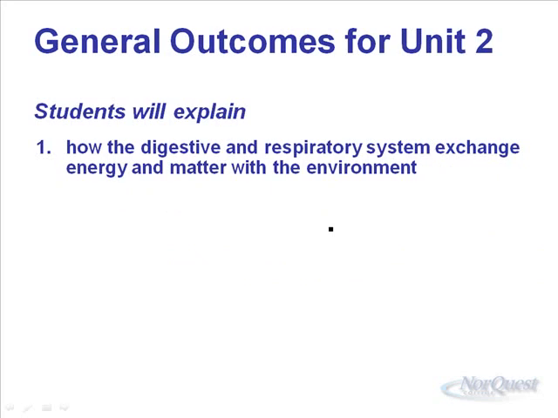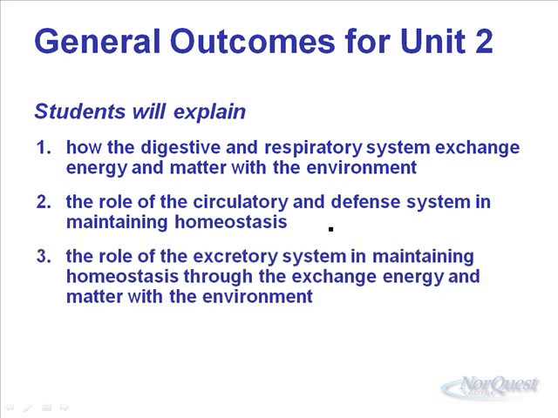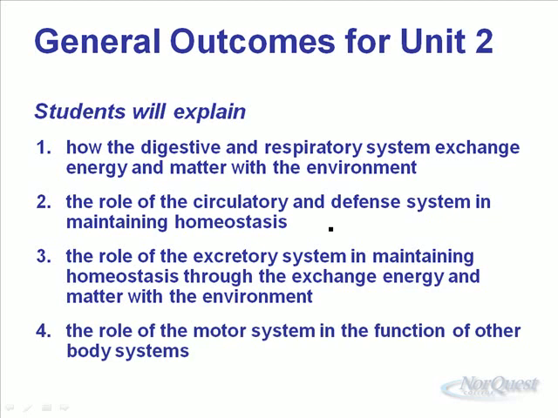By the end of this unit, in broad, general terms, you should be able to describe or explain how the digestive and respiratory systems exchange energy and matter with the external environment. You should be able to discuss the role of the circulatory system and defense systems in maintaining homeostasis. You should be able to discuss the role of the excretory system in maintaining homeostasis through the exchange of energy and matter with the outside environment. And you should be able to discuss the role of the motor system in relation to the function of other body systems.